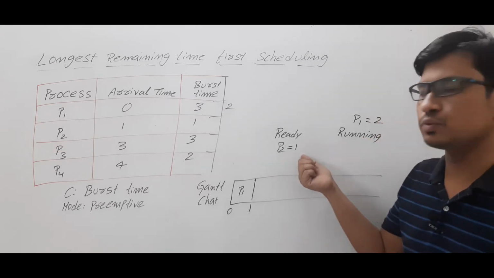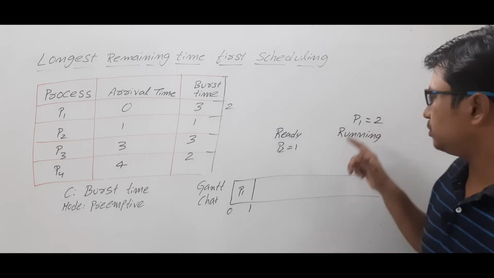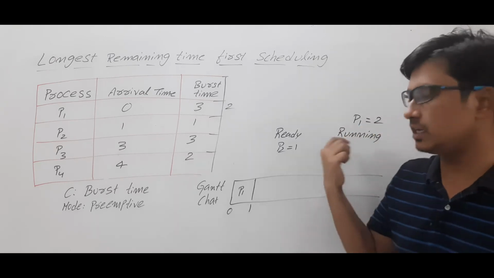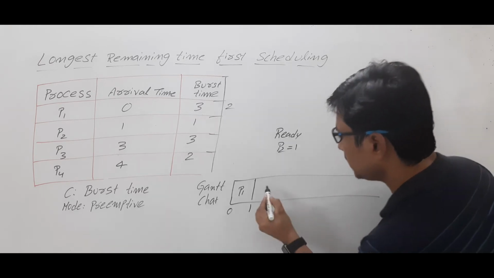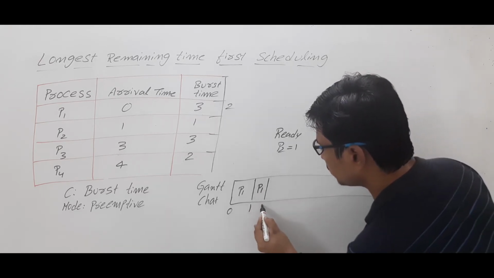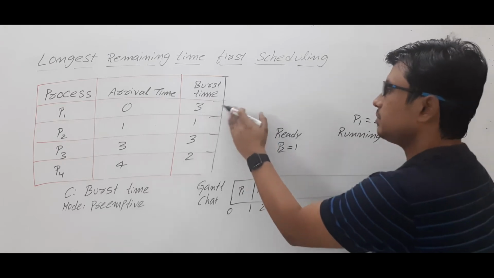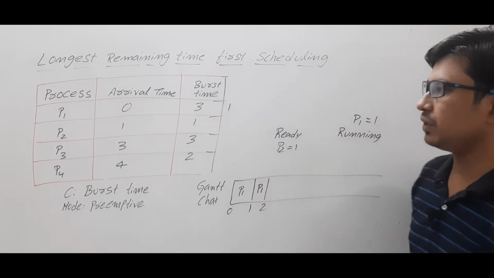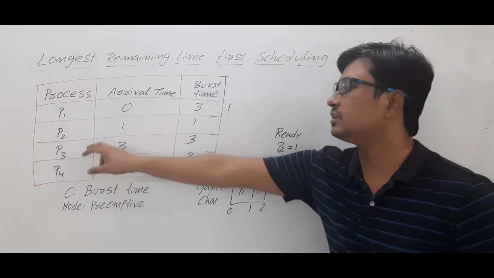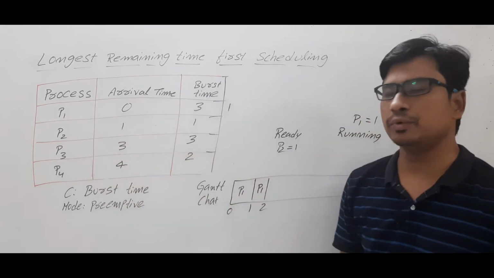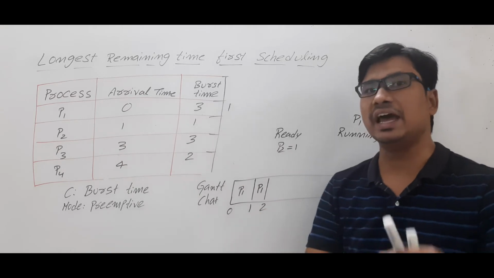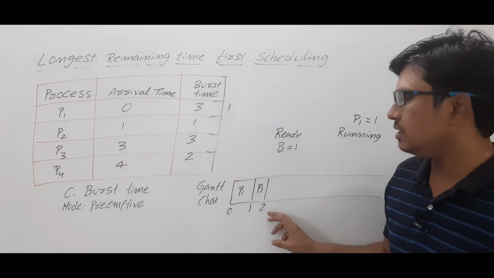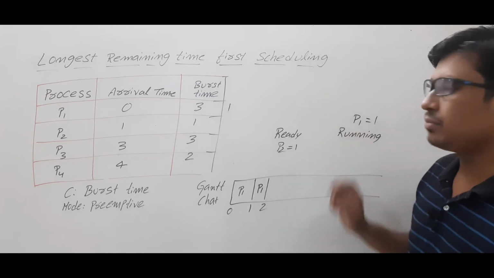So P2 is 1 and P1 is 2. So P1 has the highest remaining burst time. So again it will be given a chance to execute. It will be executed for one more unit and its remaining burst time is 1 unit, so P1 is equal to 1. At that time, has any other process arrived? No other process has arrived, because process P3 will arrive in the ready state at 3 units of time. Till 2 units, only P2 and P1 are there.